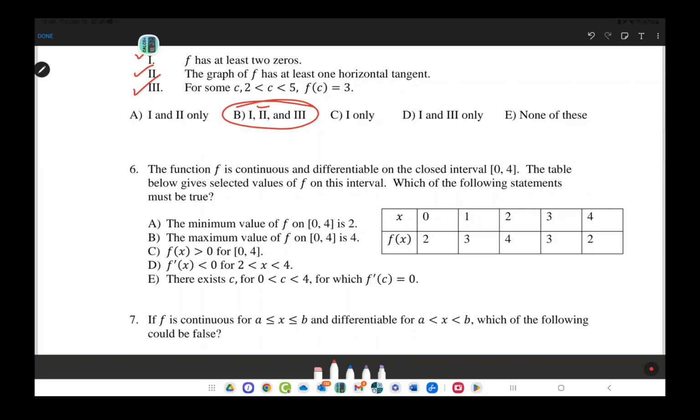Are you guaranteed that the minimum value, the absolute minimum, is 2? No. The absolute maximum is 4. Nope, not guaranteed that. f of x is greater than 0 on the entire interval. Are you guaranteed that? No. Got some weird functions in between 0 and 1. Okay.